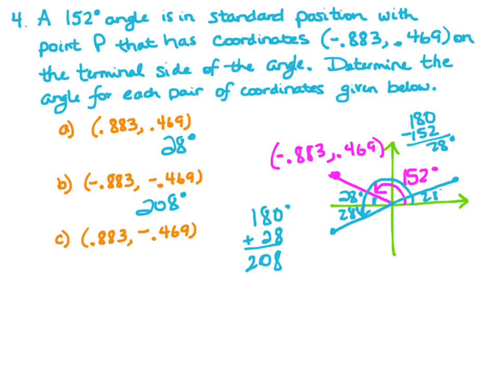208 degrees. Now finally for part C, I've got a positive x and a negative y, and that means that we're going to be over here in quadrant 4. And again, my reference angle is 28 degrees, but I really want to know this angle here. So in order to find that one, we're going to do 360 minus 28, which of course would be 332 degrees.